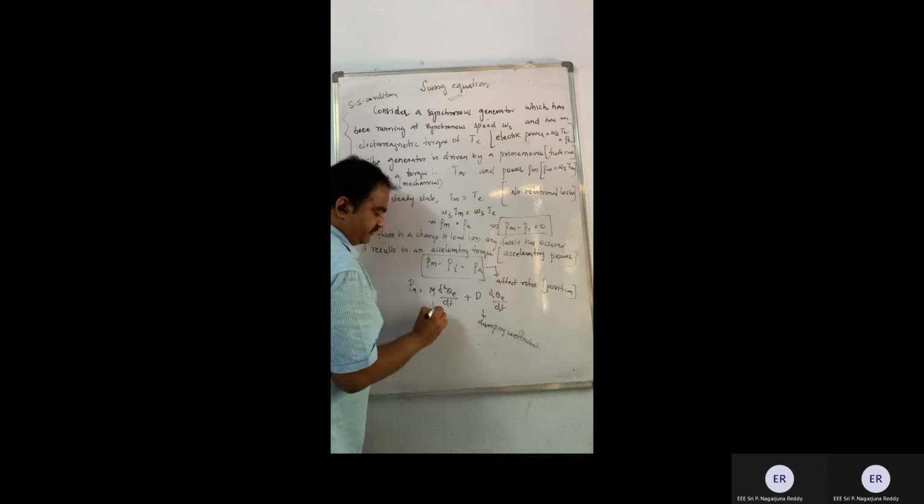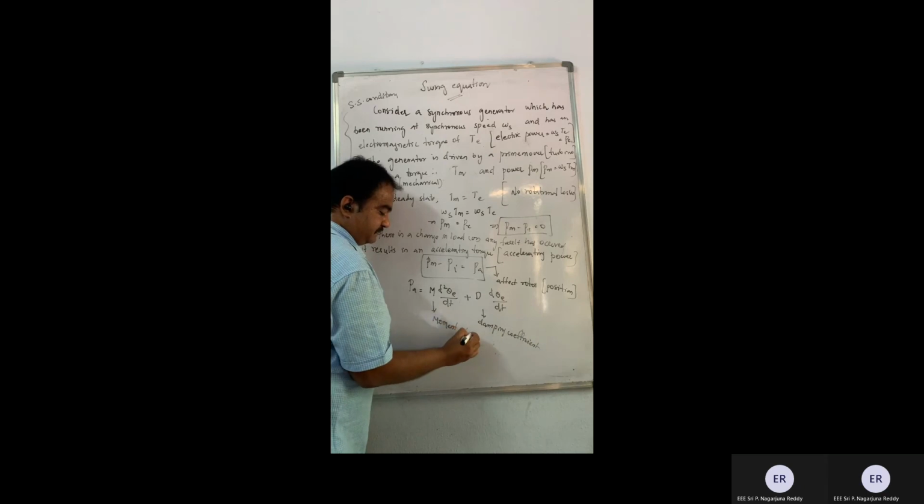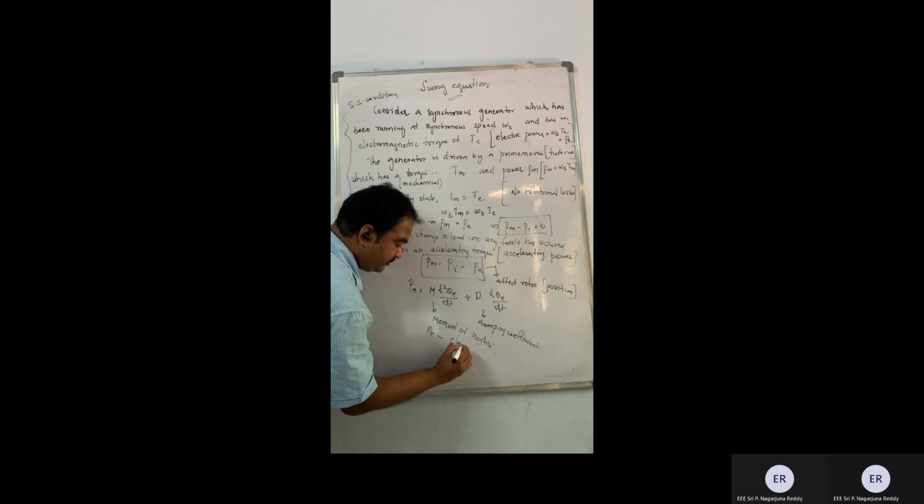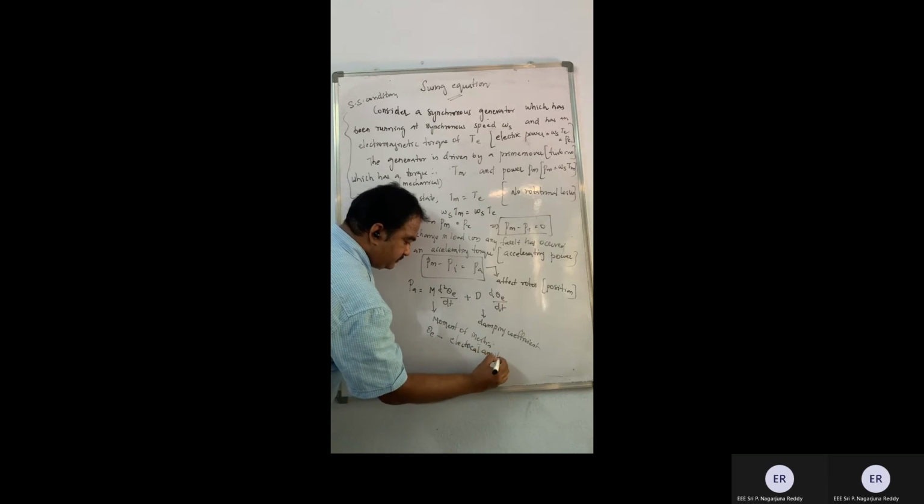This is called the moment of inertia. I think we have come across this one in the last class. And theta E is generally referred to as the electrical angular position of the rotor.